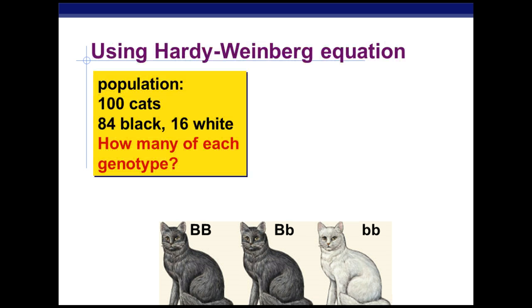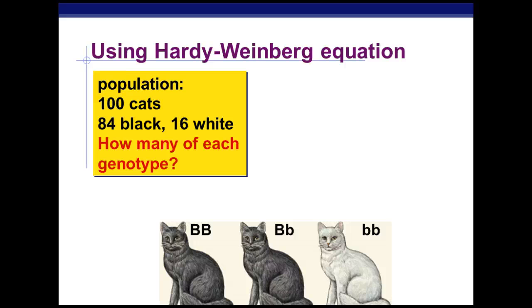Okay, now let's use an example. Let's say that we have a population of 100 cats. 84 are black and 16 are white. Remember, we're going to set up our Hardy-Weinberg equilibrium, or the one that's not evolving, and then we're going to compare the next generation to this one to see if evolution is happening. Now, what we can't tell is which of the black cats are homozygous dominant or heterozygous by looking at them. They both look black.